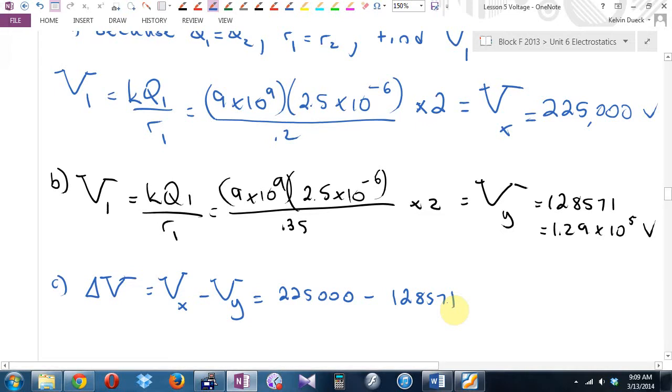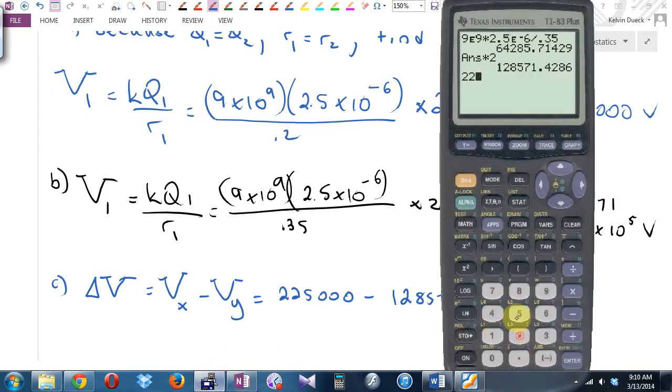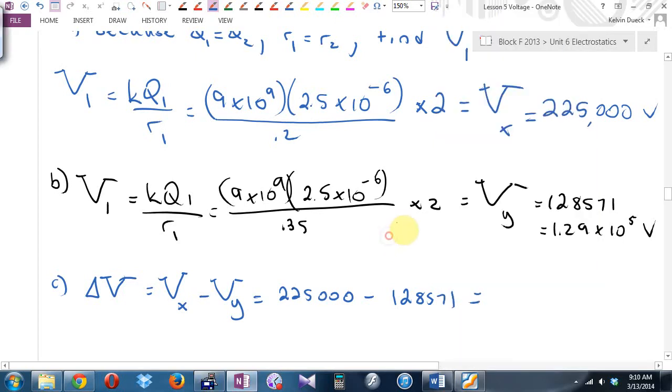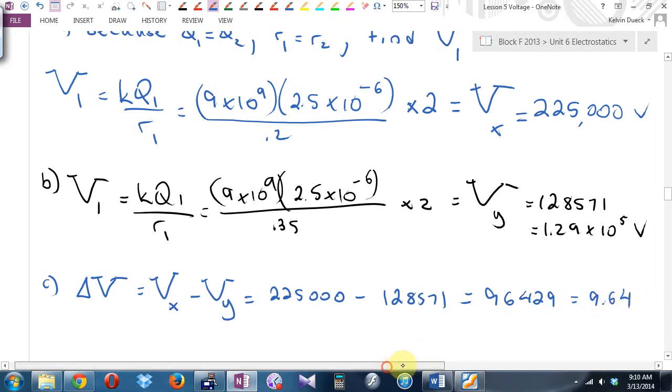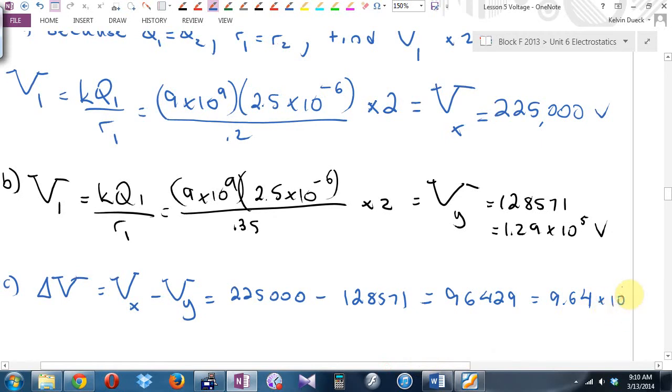Why? It's a scalar. They did this diagram on purpose just to really terrify you. They could have given you a very strange diagram. Doesn't matter. Okay? So it's going to be 225,000, take away that answer. And I get the potential difference, the change in voltage, is 96429, or 9.64 times 10 to the 4th volts.